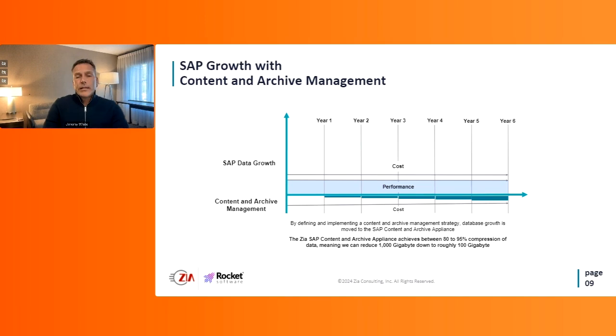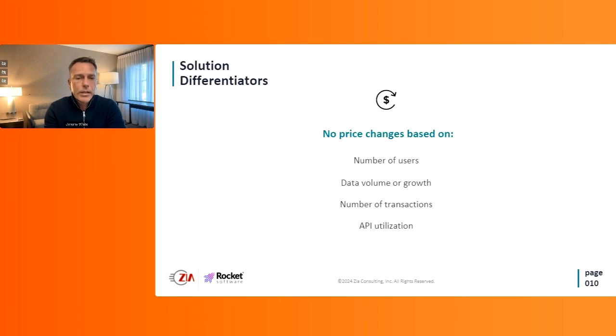The reason that you'll see that cost is flatlined but barely increasing is really just based on the amount of storage that we need to service that content. We'll talk about that in a little more depth in just a couple of slides. So let's go through solution differentiators real quickly. No price changes based on any of these items. This is different than what is industry standard.